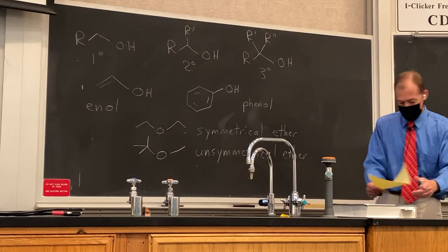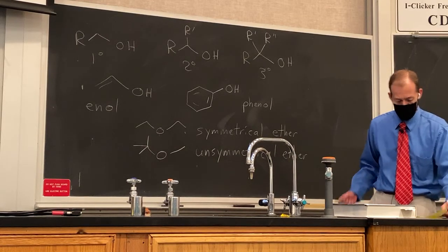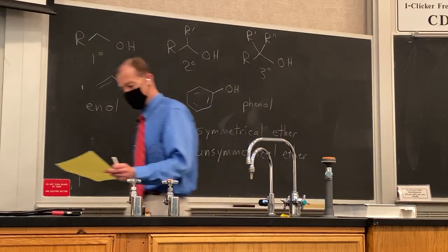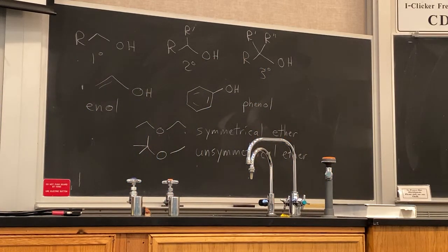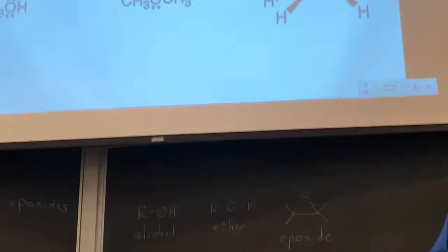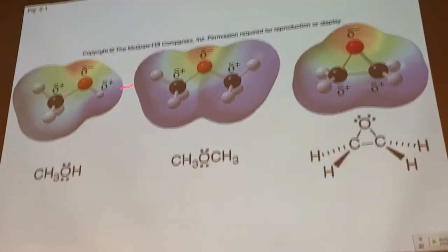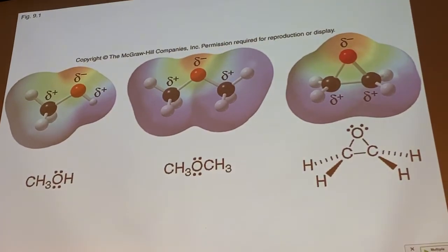Okay, so these are just some categories that we have for referring to alcohols and ethers. Here we have a figure showing us electrostatic potential maps of an alcohol, an ether, and an epoxide. And we see they have something in common with alkyl halides. The oxygen is more electronegative than carbon.